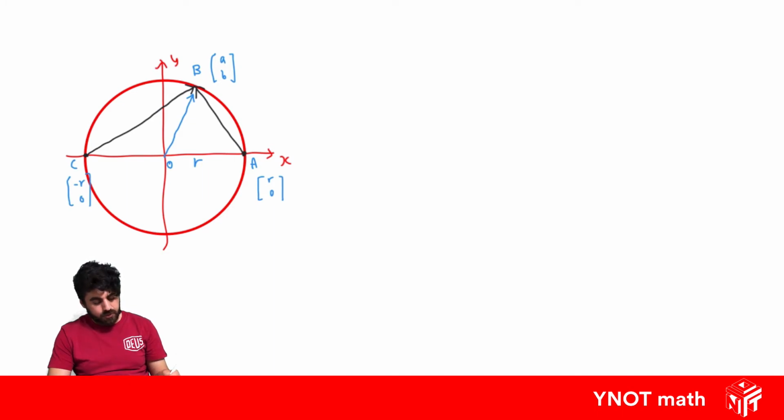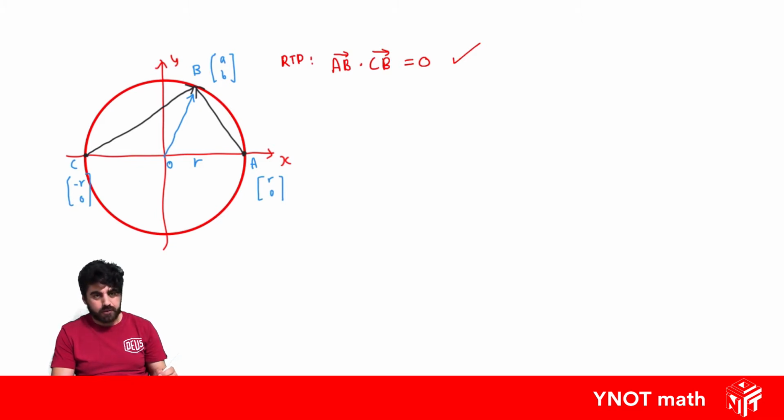And if we're going to prove that AB is perpendicular to CB, one way we can do that with vectors is if their dot product is 0. So if we can prove that the dot product of AB with CB is equal to 0, we will successfully prove that AB and CB are perpendicular. So this is what we're required to prove.